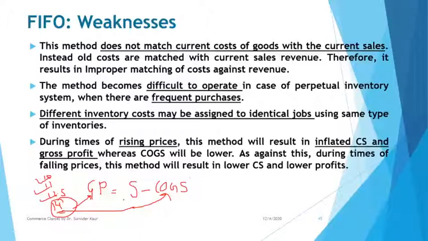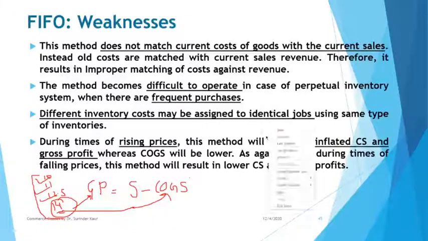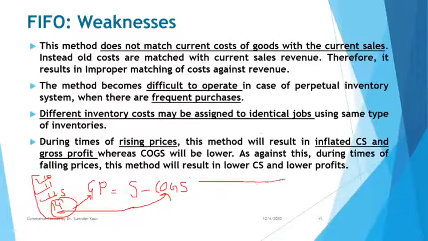And in times of falling prices, now just reverse this sequence. If the prices are falling, then the reverse will happen. That is, your closing stock will be lesser, your gross profit will be lesser, and your cost of goods sold will be more. Now, you can understand this with this also. This is a very important implication of this system. Sometimes we are just asked a 2 marks question on this effect of FIFO on the profits and closing stock, right?